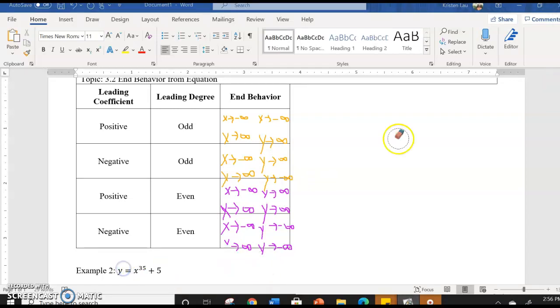So hopefully that was pretty clear. If it's not clear, let me know, and I can try to summarize this for you in a different way. So go ahead and start on the practice. This chart will be your best friend.